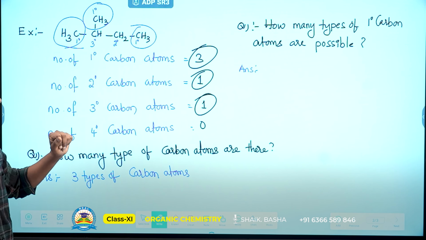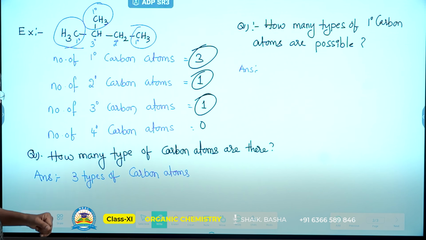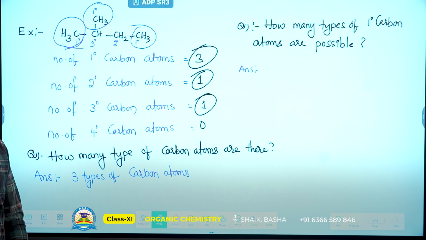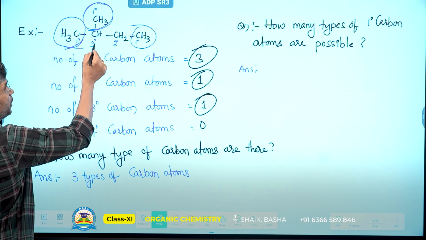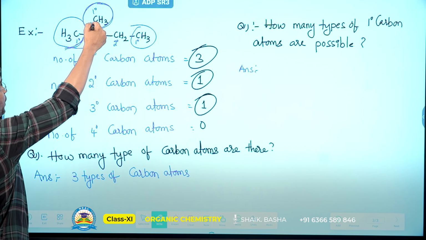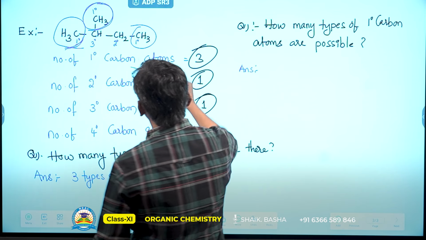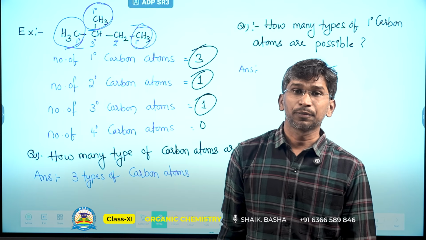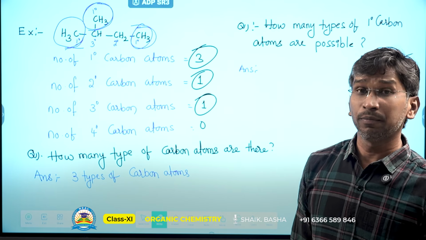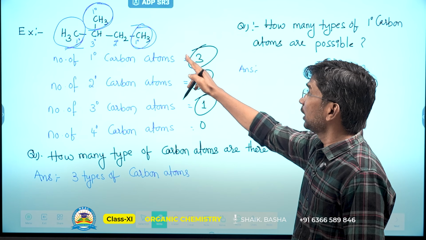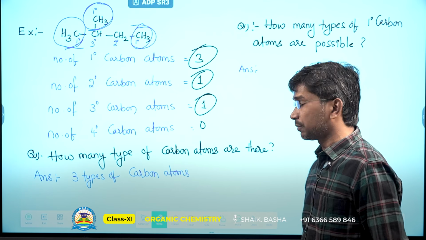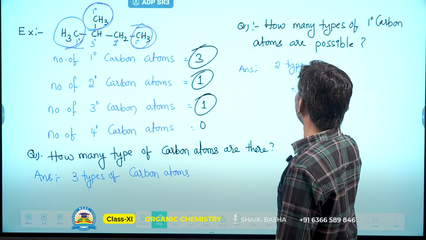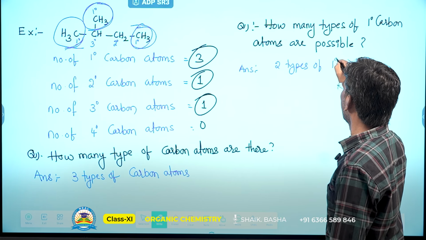How do you understand that one? Based on the connectivity of the carbon. This carbon atom, if you take, is connected to which carbon? Tertiary. This carbon atom is connected to which carbon? Tertiary. So that means these two primary carbon atoms are the same. What about this one? This primary carbon atom is connected to a secondary carbon atom. So based on the connectivity of the primary carbon atoms, in this example, a total of two types of primary carbon atoms are possible.